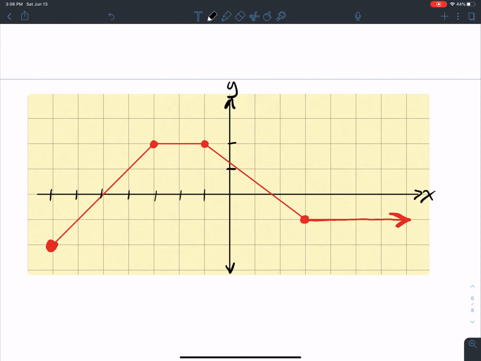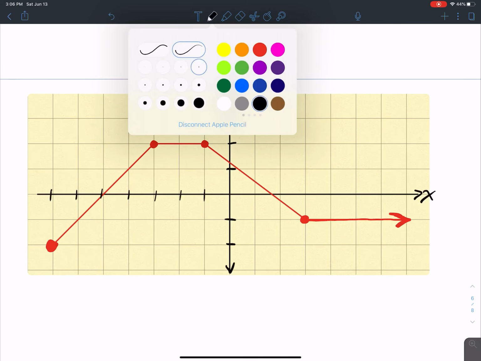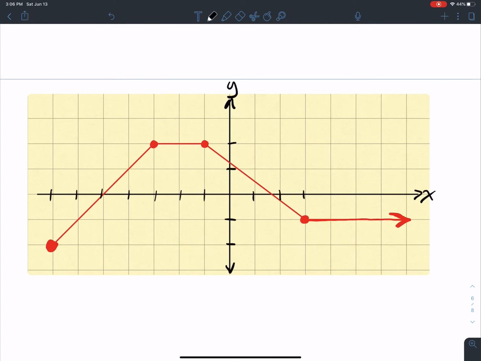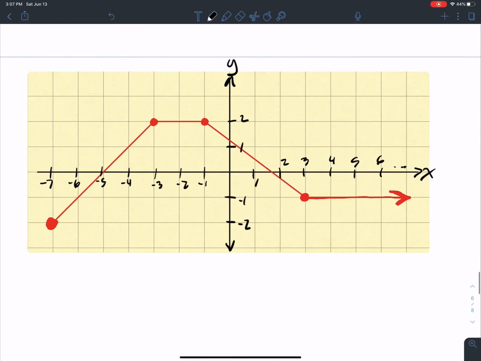And so I'm going to mark these values that seem important. And we're just going to count by ones. Okay? So -1, -2, -3, -4, -5, -6, -7, and 1, 2, 3, 4, 5, 6, forever and ever. All right. So increasing. Where are we increasing? What intervals are we increasing on?